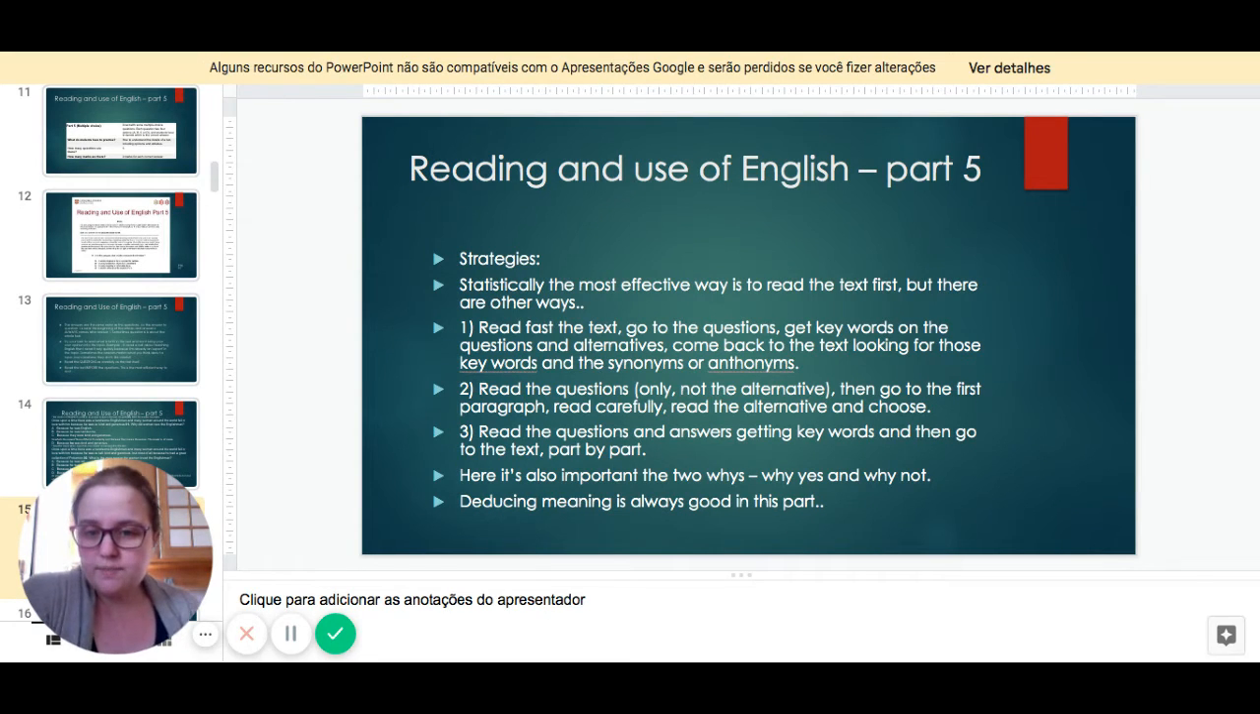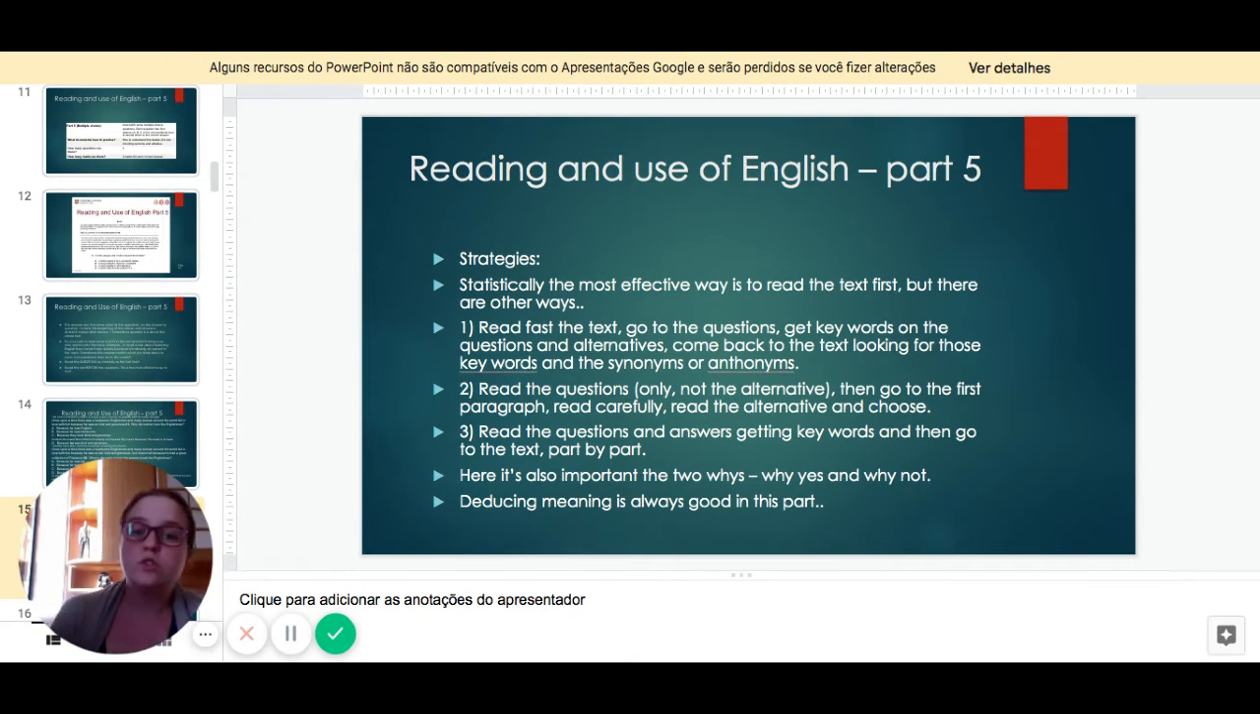The third one is something that I didn't used to do, and now I am doing, and I'm finding really good. You read a question and answers, and get the keywords. Sometimes I go by the question. There are questions that I go to the alternatives because I have no idea how to answer, even before reading the text. And there are questions where I just get the alternative. Okay, it depends on the question.